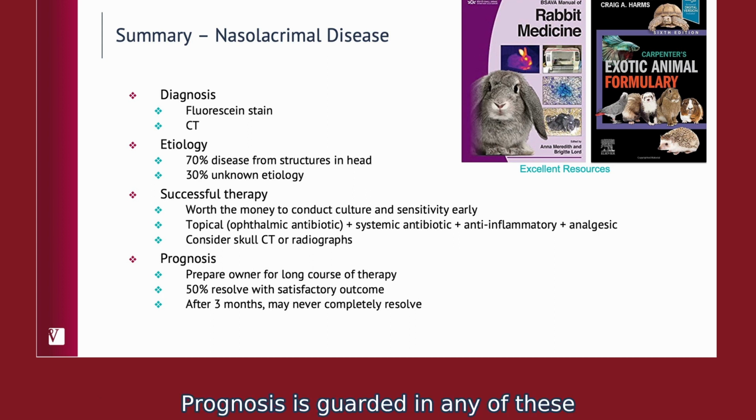Prognosis, this is a tough one. Prognosis is guarded in any of these cases, and that's because so many are idiopathic and we can't actually correct the underlying cause. Only 50% have any clear resolution to the owner's liking. So often the owner is the one that's not satisfied. You might be happy because it's improving, but the owners may not.